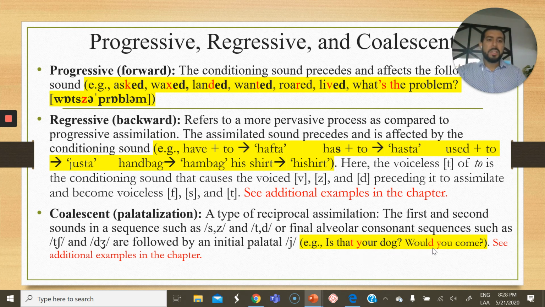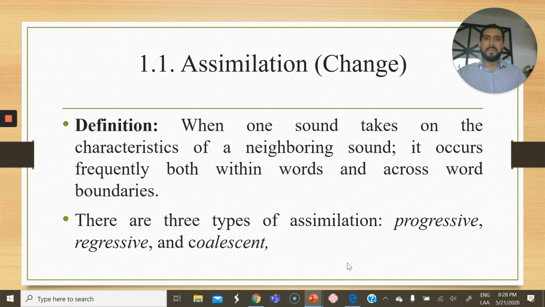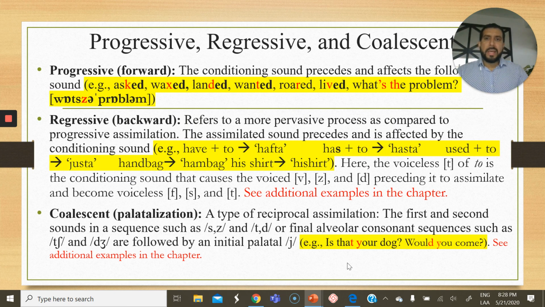Another case would be "would you come", the d here, which is a voiced alveolar sound, and the y here, which is a palatal sound. They come together to form a new sound in connected speech, and you say, "would you come?" Here you end up with this voiced affricate sound. And that's a very common phenomenon that happens in fast connected speech, especially if you're relaxed. So those are the three types of assimilation that we have in English.